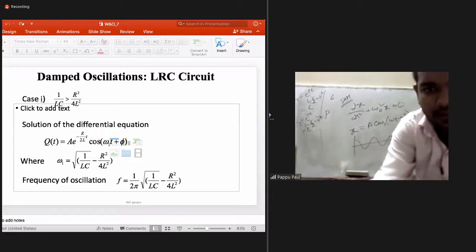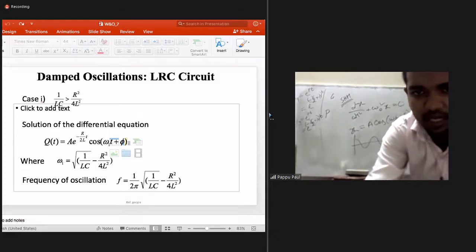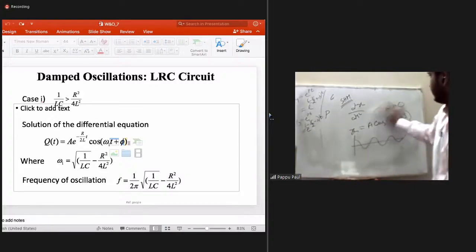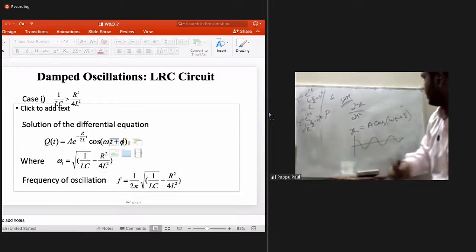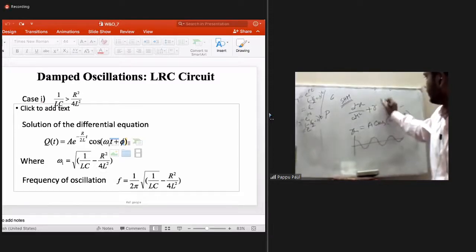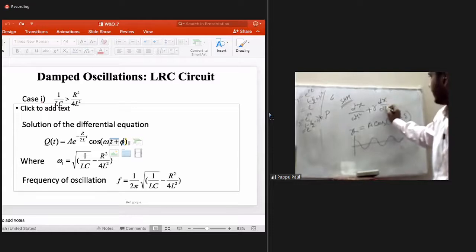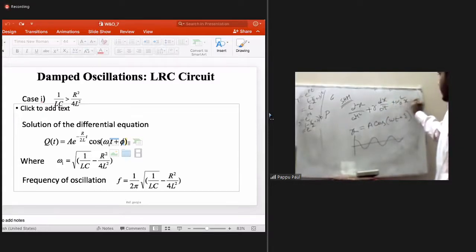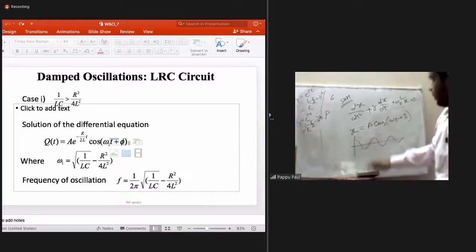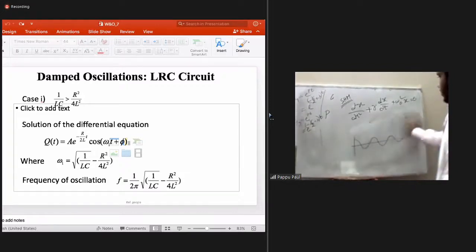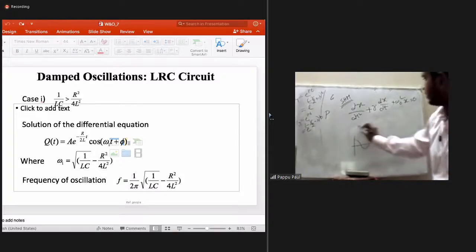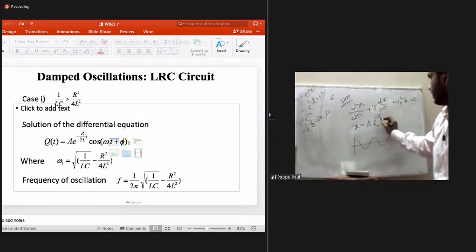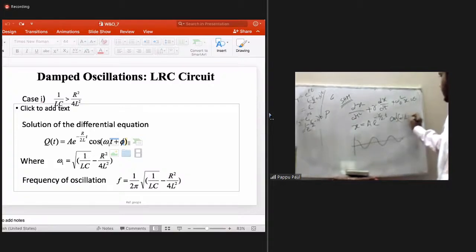Now consider the case of damping, where our equation is a bit changed. There is an extra term: d squared x by dt squared plus gamma dx by dt plus omega naught square x equals 0. If we solve this equation, we already saw that in case one our solution is x equals A e to the power minus gamma by 2 into t cos omega 1 t plus delta.